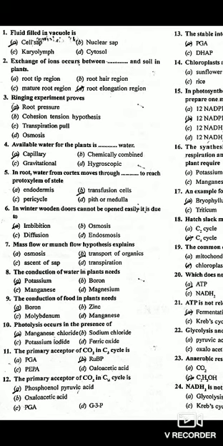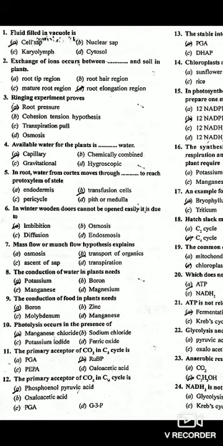Fluid filled in vacuole is option A, cell sap. Second, exchange of the ions occurs between dash and soil in plants, option D, root elongation region. Third, ringing experiment proves, option A, root pressure. Fourth question, available water for the plant is dash water, option A, capillary. Fifth question, in root, water from cortex moves through dash to reach protoxylem of stele, option B, transfusion cells.